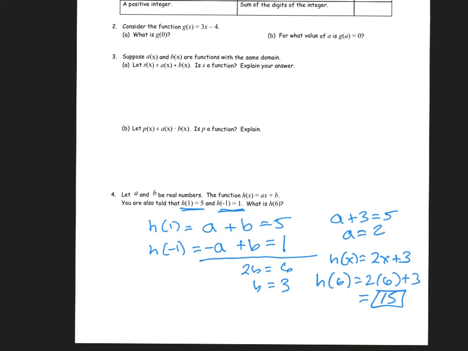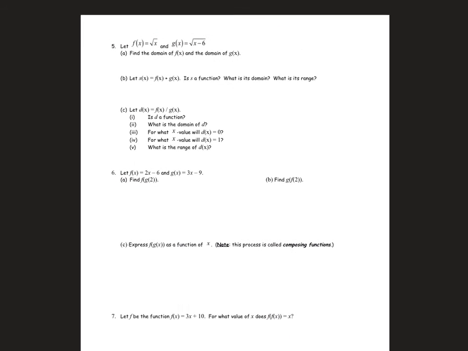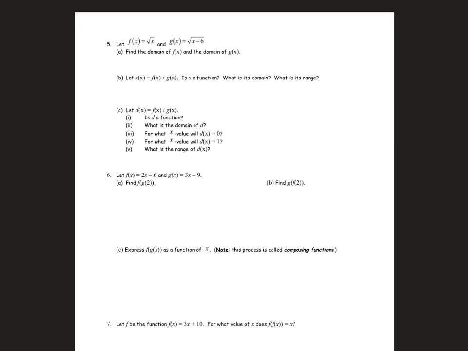Okay, so now let's look at the next page here, because this one, particularly C, can be a little bit tricky. Okay, so we have two separate functions, root x, and remember the square root function is a function, and when you see that square root, there's not going to be a negative coming out of it. It just means the positive square root of some input.